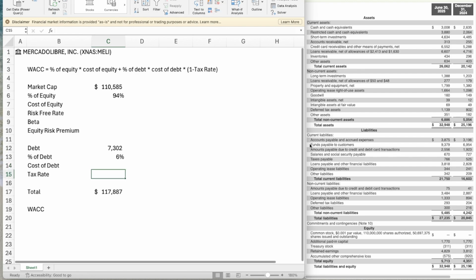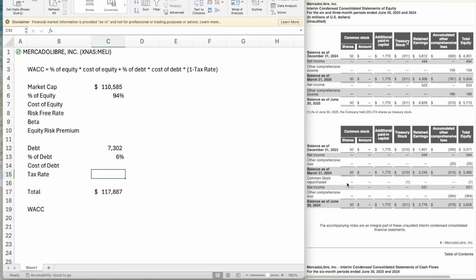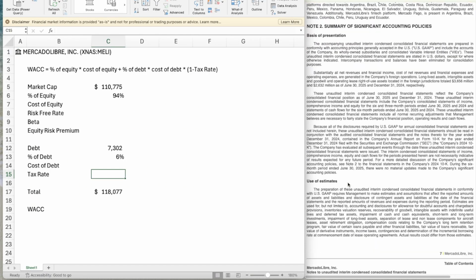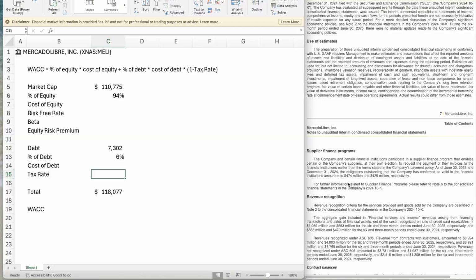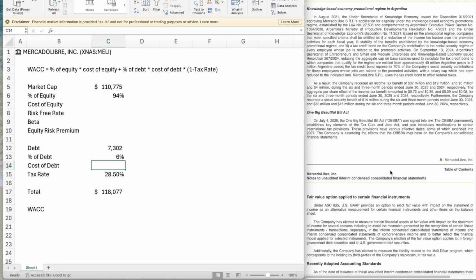We can find out the tax rate and the cost of debt theoretically now. Let's just do that quickly before we start building out the cost of equity. So income taxes. So 28.5% for the tax rate. And the cost of debt, let's see.